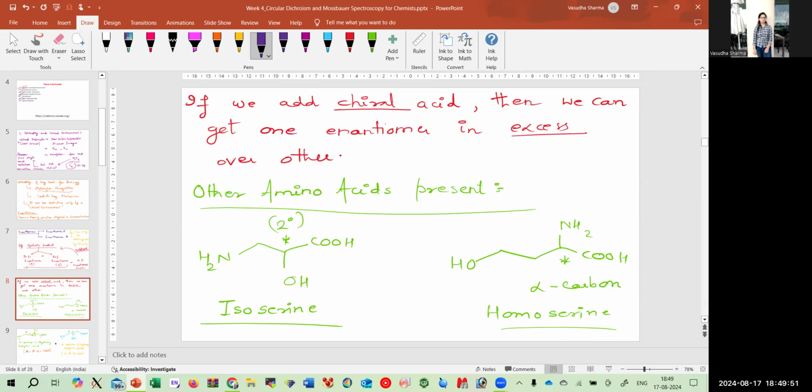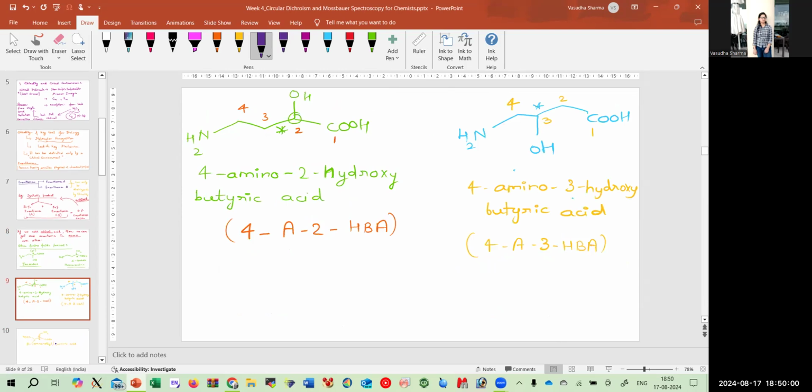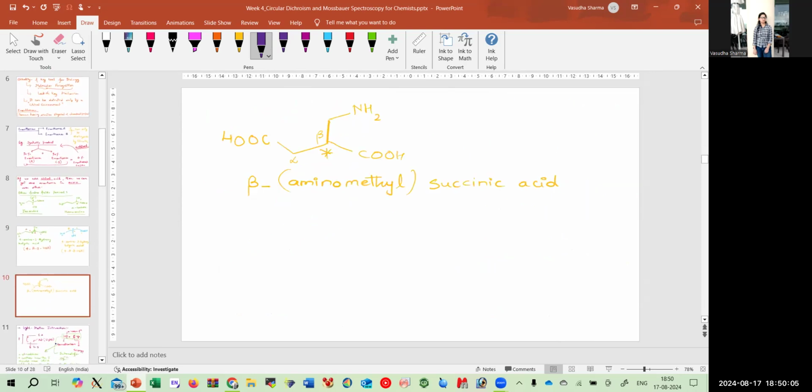In the last session, we discussed 20 amino acids. Besides that, we have other amino acids as well, as you can see: isoserine, homoserine. Furthermore, examples include 4-amino, 2-hydroxy and 3-hydroxy butyric acid, followed by beta-amino methylsuccinic acid. There are many others. Having understood the concept of chirality, its application in biology and its role in molecular recognition, we need to introduce how it interacts with the metal and how there is an interaction between light and matter.